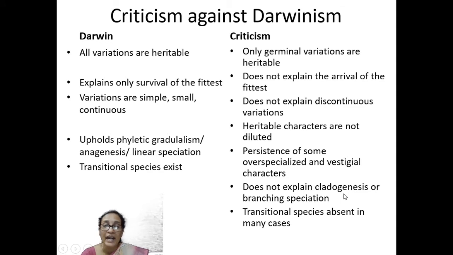He believed in anagenesis or phyletic gradualism. According to him, one species accumulates many changes over a long period of time. Small changes over a long period of time becomes a new species. That organism, after undergoing many small changes over a long period of time, becomes a new organism. He could not explain how one common ancestor could give rise to different species. And he was also not able to explain transitional species that were absent in many cases.